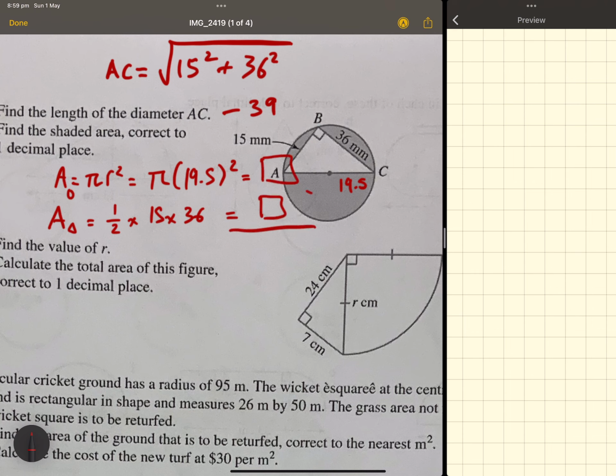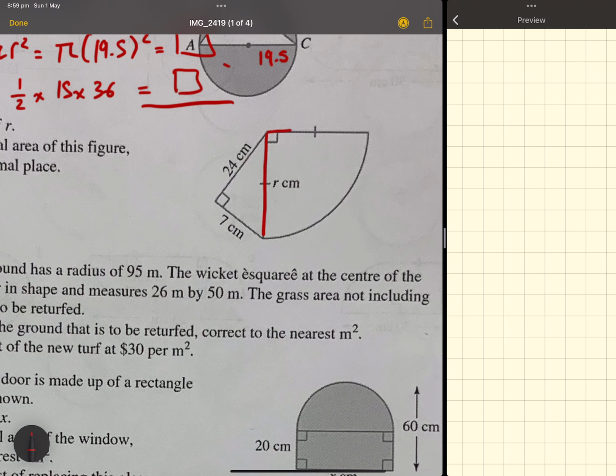Next one, question 7. Find the value of r, which also is the radius. So again, this is the r. That's the radius of this quarter circle. Imagine there's a circle there, and this is a quarter of a circle. So this is the radius. R stands for the radius, but r also is the hypotenuse of this right angle triangle.